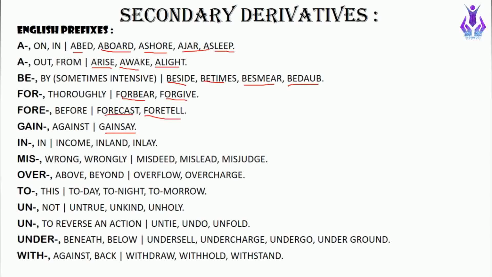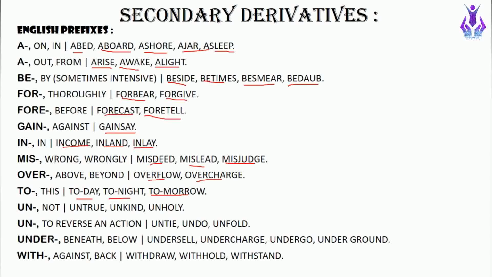The next is in. In is used in the sense of in, when we are denoting something in. So income, inland, inlay. The next is miss. Miss is used in the sense of wrong or wrongly, when we show certain wrong things. So there we put the prefix miss. For example, misdeed, mislead, or misjudged. The next is over. Over can be used in the sense of above or beyond. For example, overflow, overcharge. The next is to. To is used in the sense of this, today, tonight, or tomorrow.